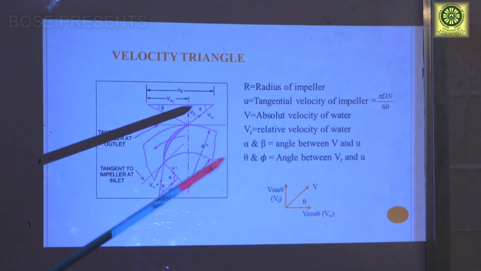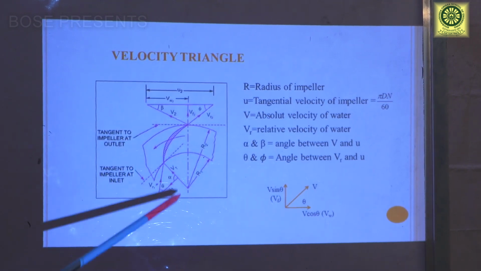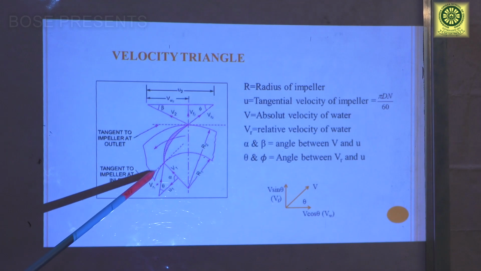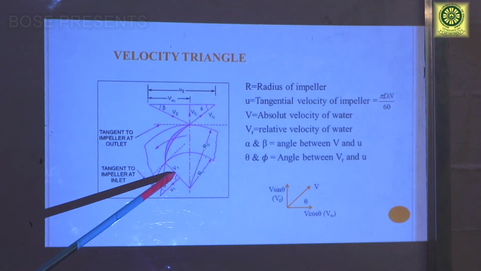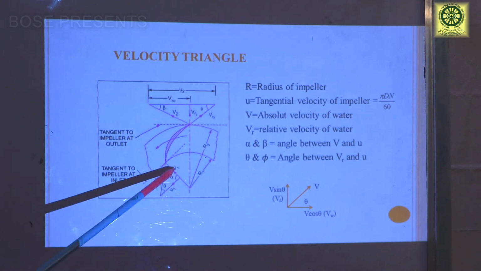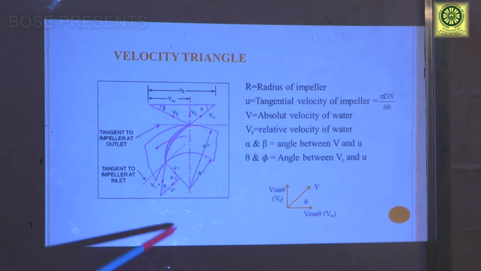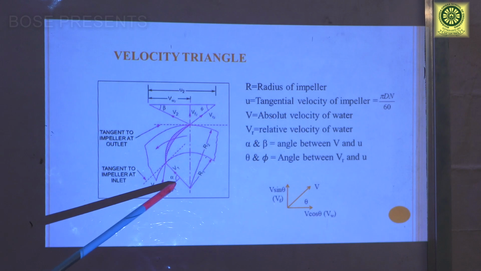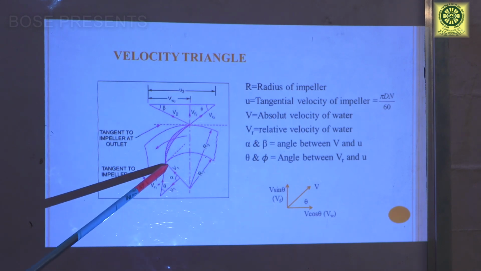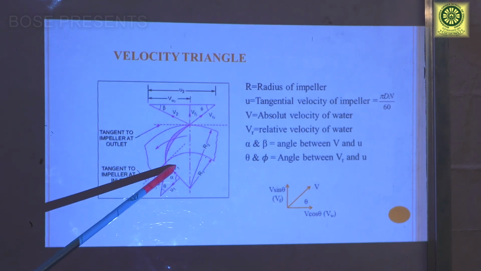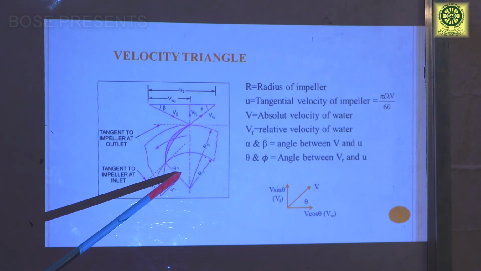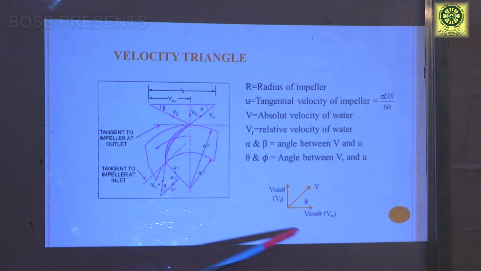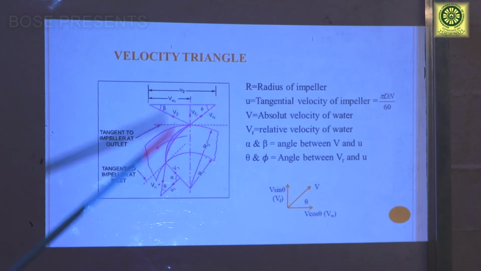So here, what happens? We assumed that the water is entering radially, so to this tangent it will be 90 degrees. If it is 90 degrees, this angle will also be 90 degrees, so there will not be any sine component here, and there will not be any cos component here. So V1 will be equal to V sin theta, or Vf1. There is no wall velocity at the inlet.